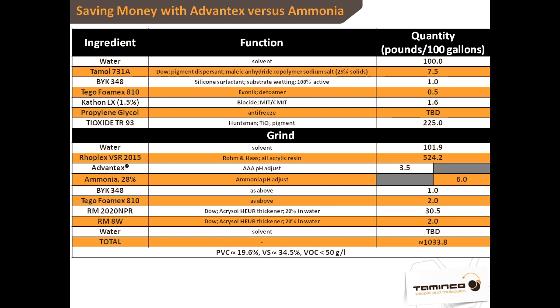And what we'll do is take a look at a pretty standard formulation. We have an acrylic resin-based paint, and we have a formula that was optimized initially for the use of ammonia. We're going to do an iso-pH substitution of an amount of a more complex alkanolamine, in this case Advantex, a product that is sold by Tomiko. And we're just going to take an initial look at how this paint performs. So here we've got standard dispersants, and we're using a somewhat non-standard silicone surfactant and defoamers, etc., Kathon type biocide, propylene glycol, antifreeze, etc.